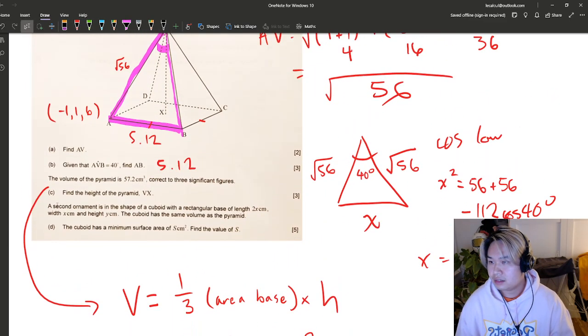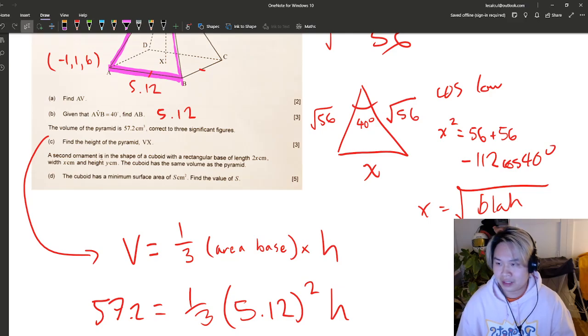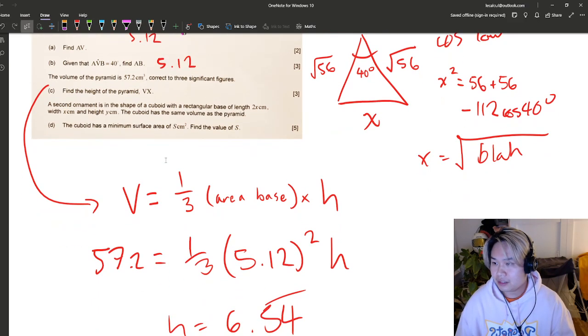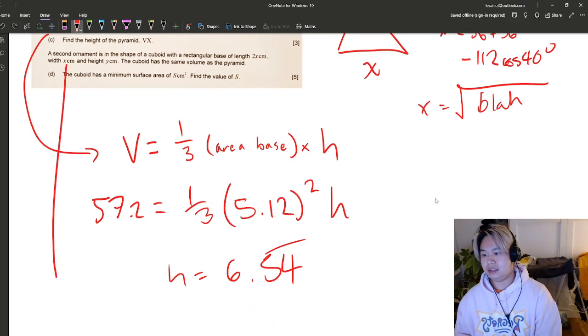And then, this is about an ornament that goes on like a Christmas tree. A second ornament is in the shape of a cuboid, rectangular base, x, 2x, width of x, height of y. The cuboid has the same volume as the pyramid. The cuboid has a minimum surface area S. Calculate S. Okay, so this one.